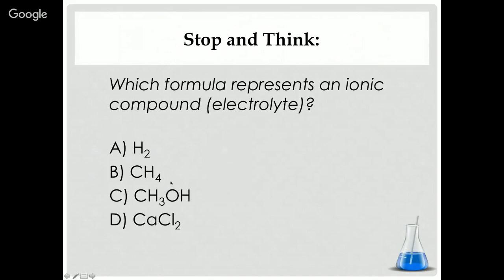Choice C, sometimes we can get fooled with this. We see the OH, we may think a base, and a base is an electrolyte. But this is not a base. This is an organic compound called an alcohol. Therefore, this is not ionic. So choice D is our answer. It's ionic because calcium is a metal and chlorine is a nonmetal.